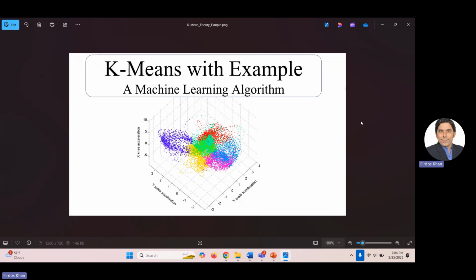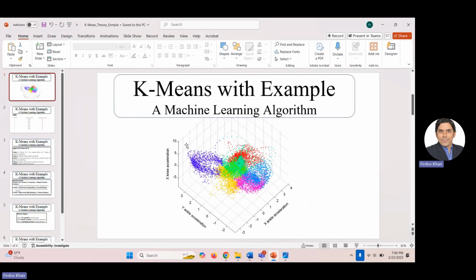If you don't know the theory behind the K-means machine learning algorithm, you need to watch the video given at the link below. We have done a video on the theory behind the K-means algorithm. We will explain that a bit here in this video as well. Okay, let's start and see how we can explain the K-means algorithm with the help of some data.